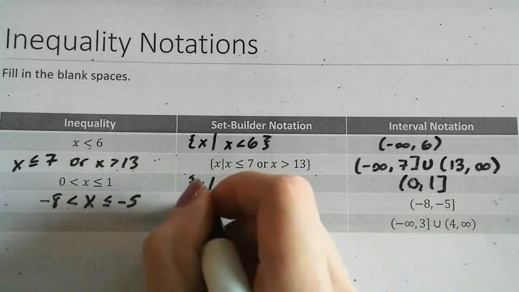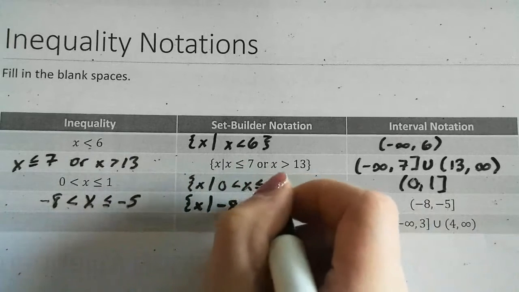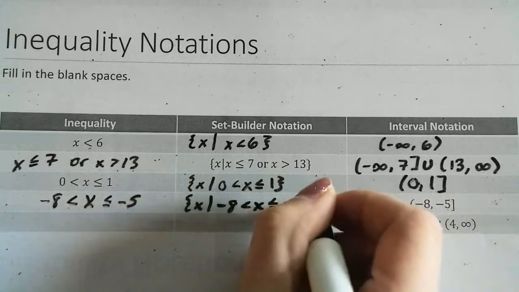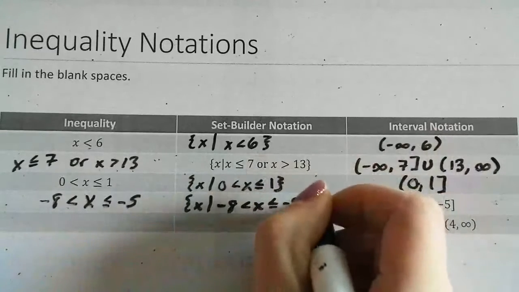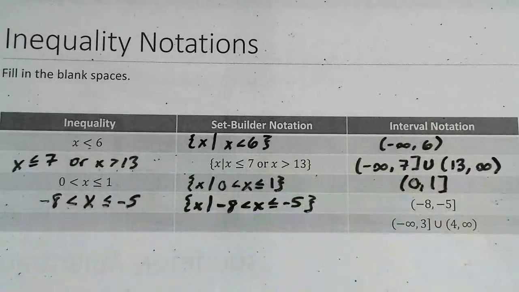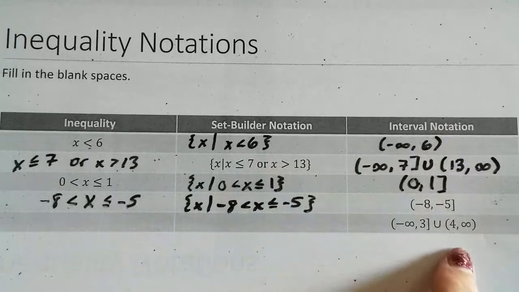For our set builder notation, we'll have the set of x such that -8 is less than x, which is less than or equal to -5. Cannot draw squiggly brackets. It's a thing. There we go.